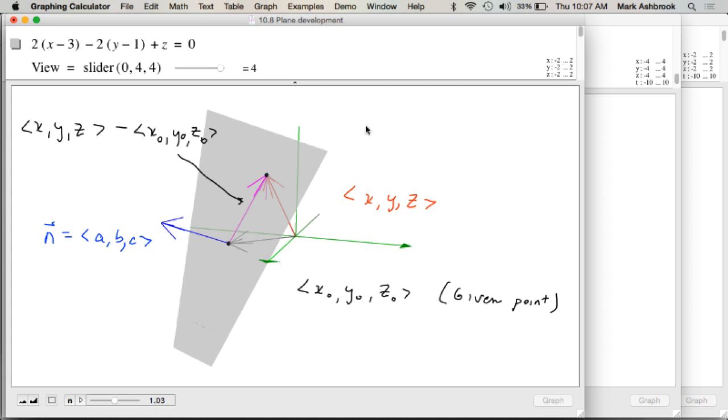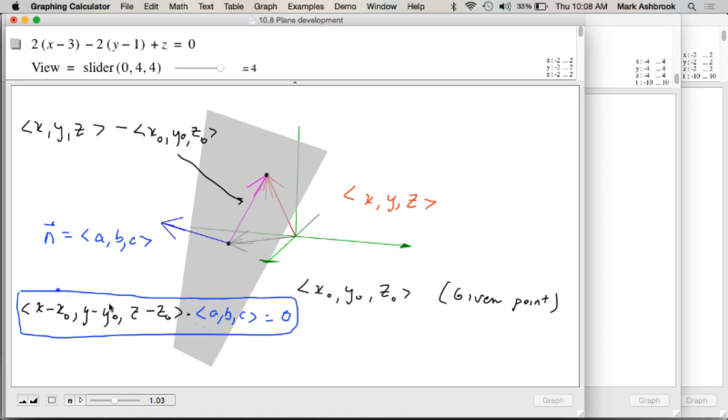So if I took the vector, not cross product, dot product would be? Zero. So if I take the vector x minus x naught, y minus y naught, this is the pink one, z minus z naught, and dot it with ABC, I'll get zero. And that's the start of our equation of the plane. You're going to take the dot product of the vector parallel or in the plane with the normal vector, and that has to be zero.